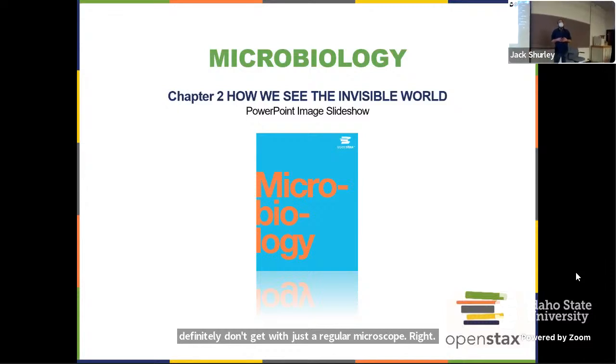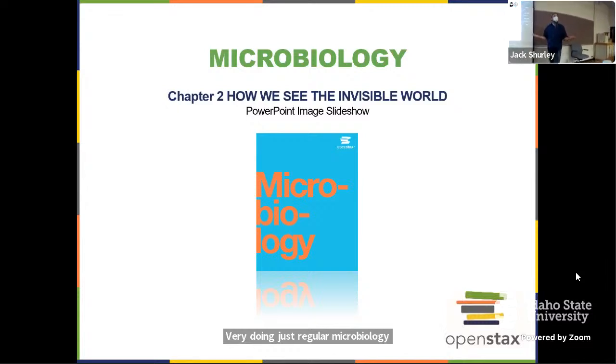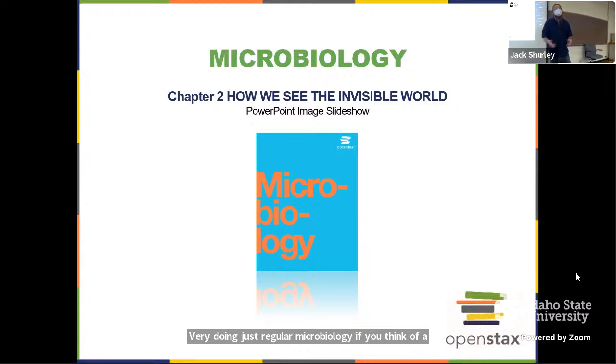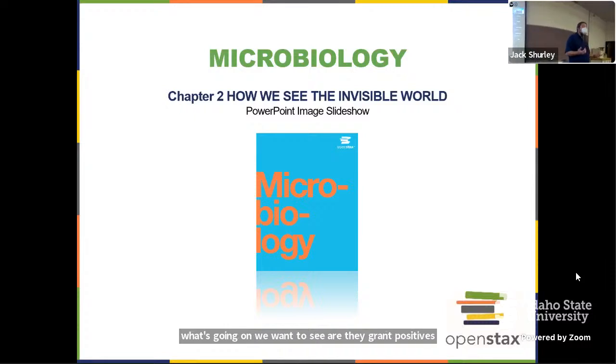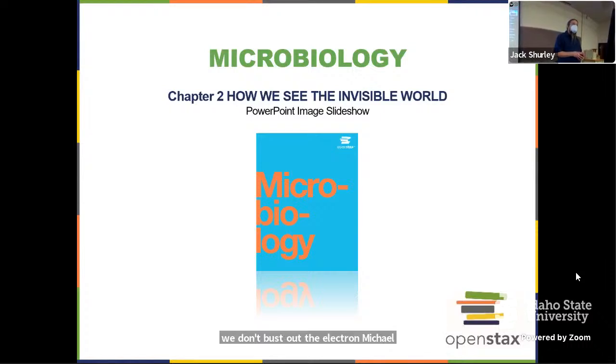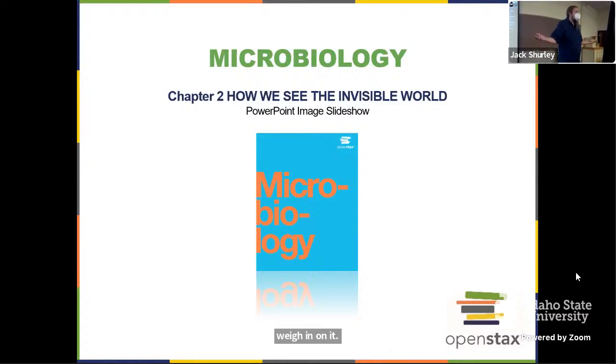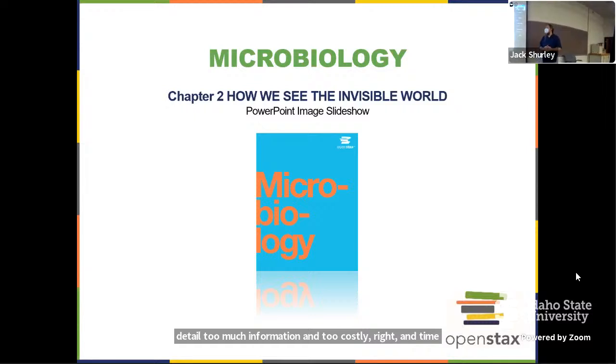Doing just regular microbiology, if you think in a clinical situation and a patient comes in and we cultivate these organisms, we want to stain them up and see what's going on. We want to see, are they gram positives or negatives, and some details about the morphology. But we don't bust out the electron microscope and zoom way in on it. That is way too much detail, too much information, and too costly, all right? And time consuming as well, all right?